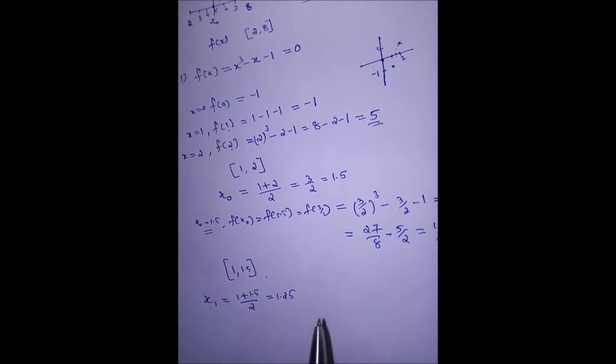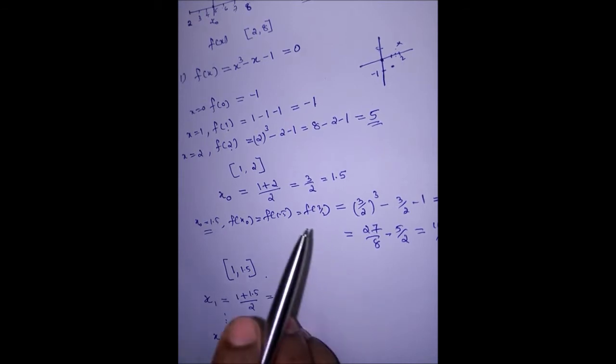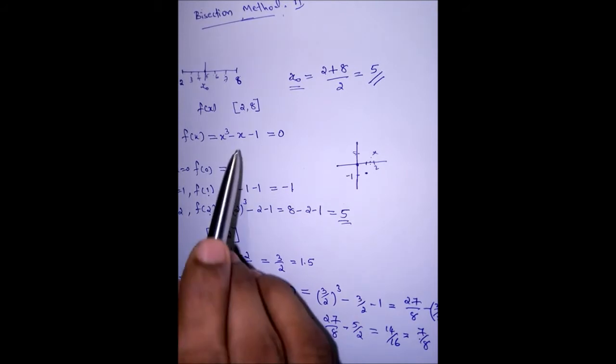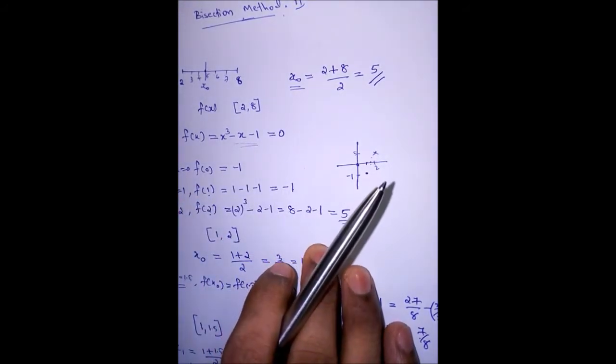We will continue this process until we get the approximate root, and finally we will get the root as 1.3282125, etc. We continue this procedure until two successive iterates are almost equal, or at least 3 decimal places are equal. Okay, this is the bisection method for finding the root of a transcendental equation or a polynomial equation. Thank you.